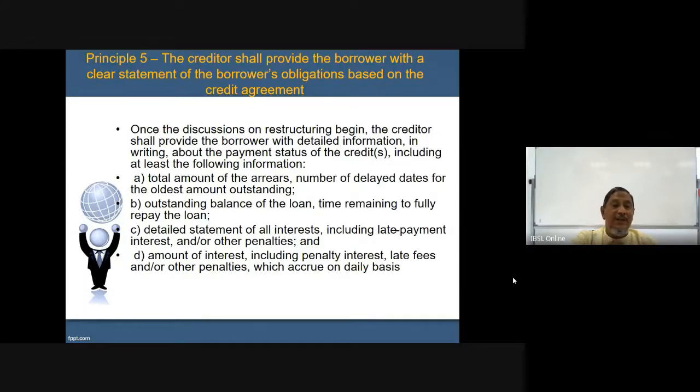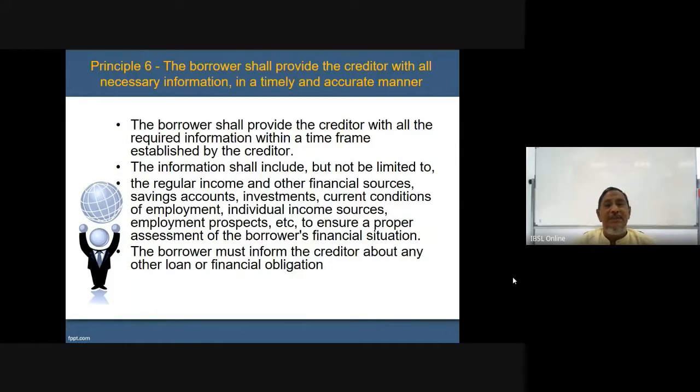before the restructuring negotiations. Sixth principle: the borrower shall provide the creditor with all necessary information in a timely and accurate manner. That is, the earlier principle 5 is for the banker. The banker has to provide relevant information. Principle 6 is the borrower shall provide the creditor with all the required information within the time frame established by the creditor. On the other hand, the borrower, the defaulter, also has to provide the information required by the creditor accordingly within the time frame.